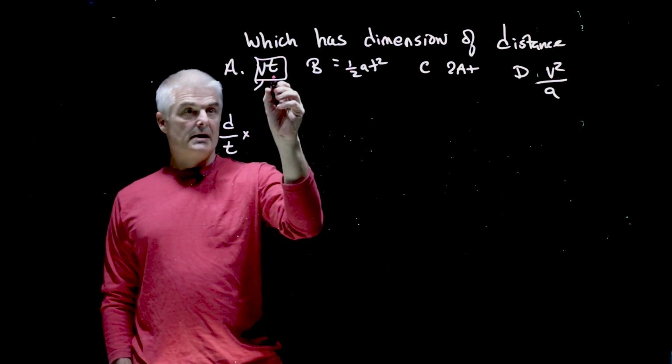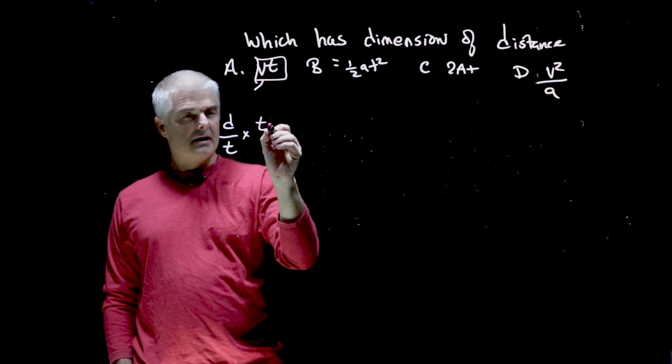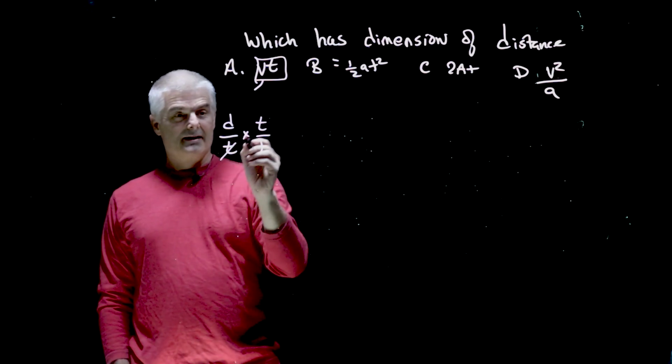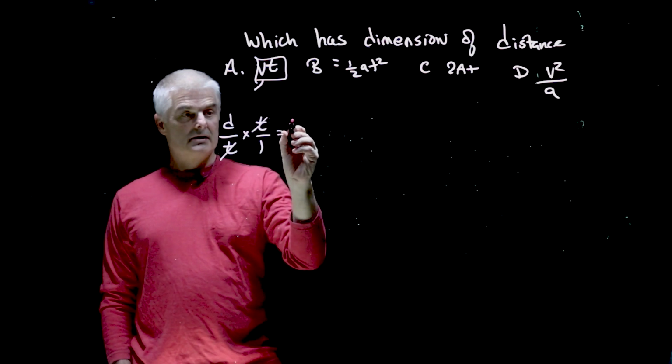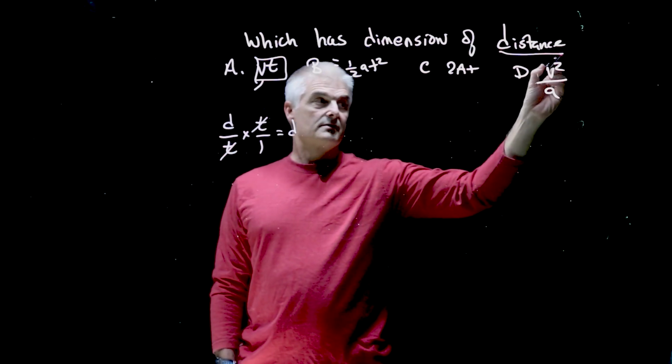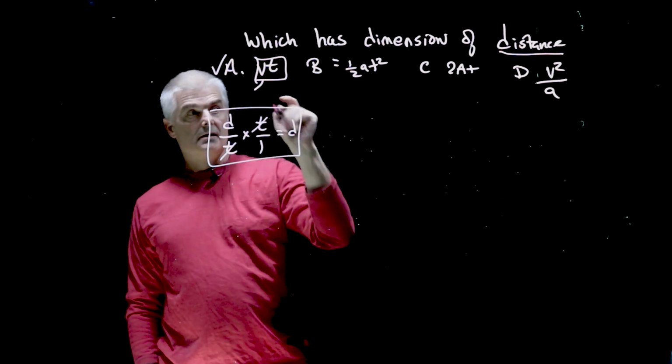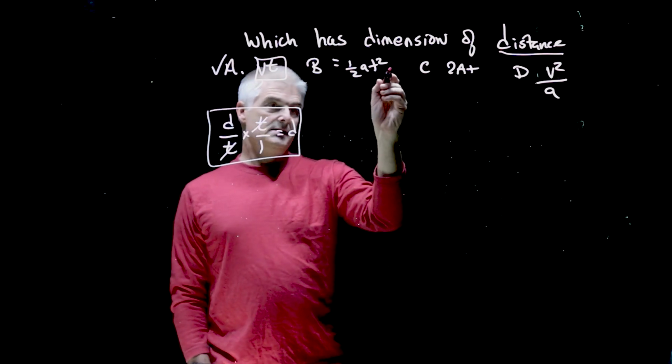And I multiply that by time. I'm going to write time over 1. Well, guess what? Time cancels and you get d, distance. So this, A, is correct. Check. Let's check B. a t squared.